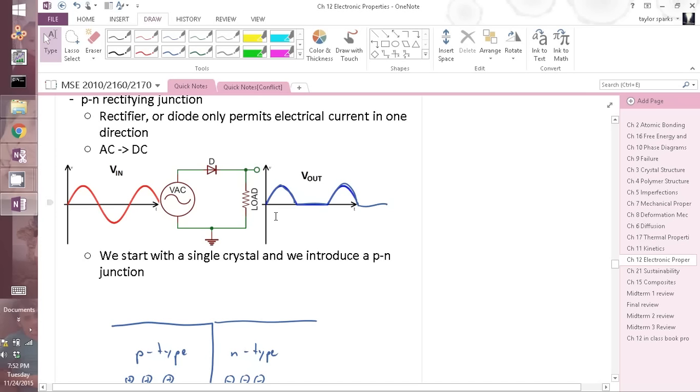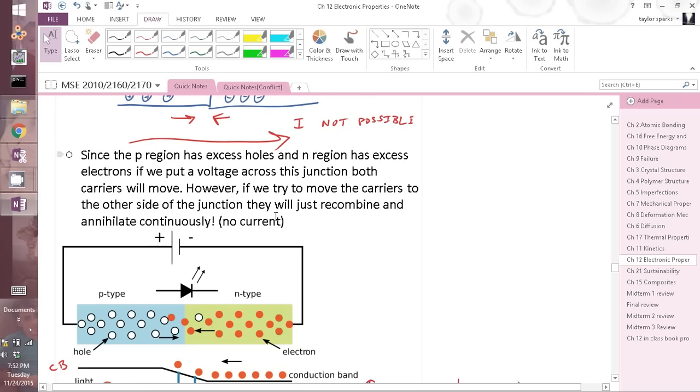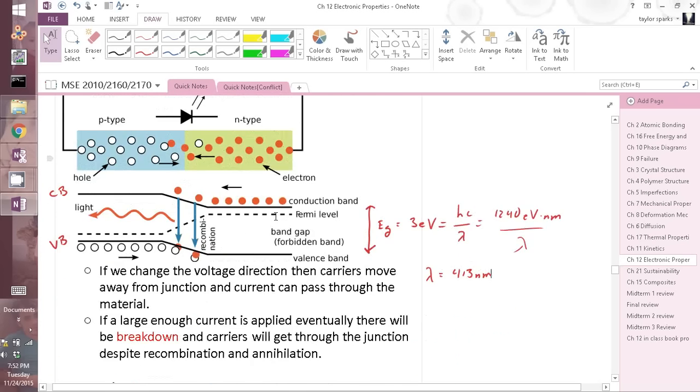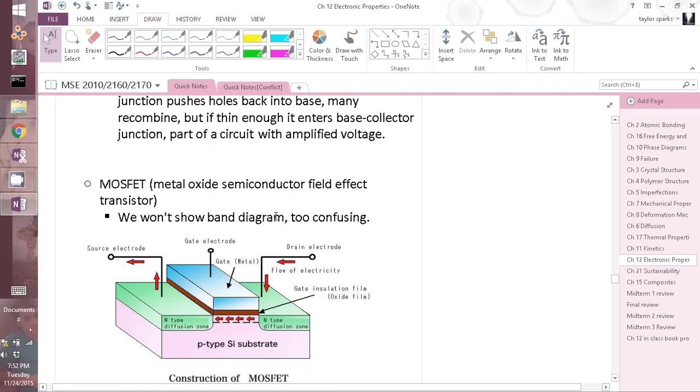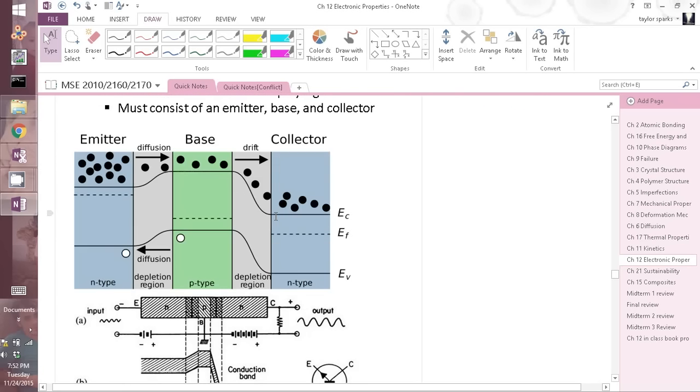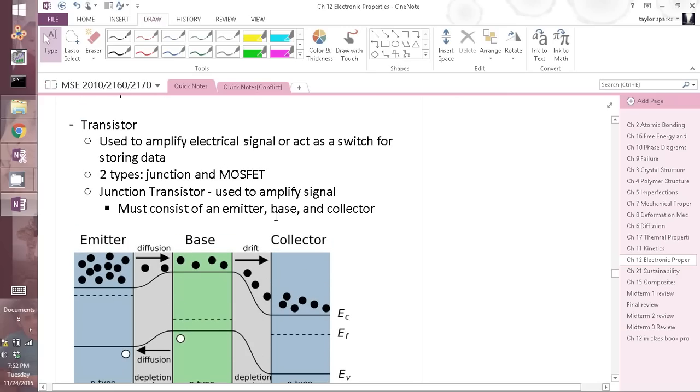There are many other devices that we can create that are based off of similar p-n junctions. I'm not going to go into too much detail. I don't expect you to understand all of these. You've probably seen some of it in your ECE class. We're just going to go through the main ideas right here. One of the most important ones is a transistor. A transistor is used to amplify electrical signals or to act as a switch for storing data. They can do a lot of other things, but those are some of the main reasons why we use them.